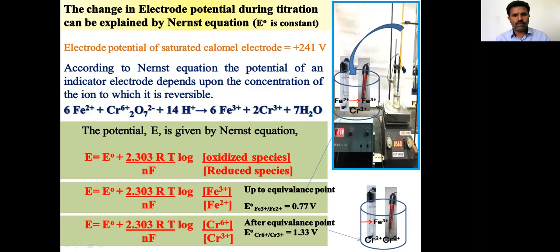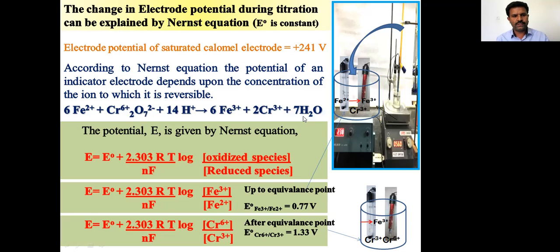In the beaker we have taken ferrous ammonium sulfate solution, that is Fe2+, in the presence of acid. When we add potassium dichromate into the beaker, that dichromate oxidizing agent will oxidize ferrous into ferric. Simultaneously, that chromium 6+ ion will reduce to chromium 3+. So overall, it's a redox reaction. The oxidizing agent will undergo reduction, and the reducing agent will undergo oxidation.